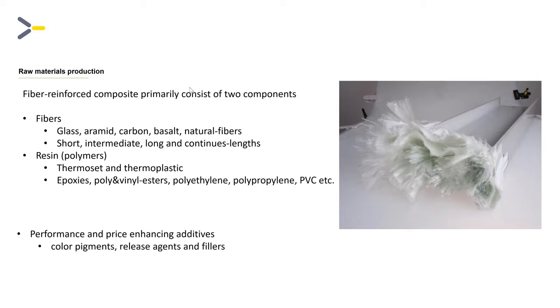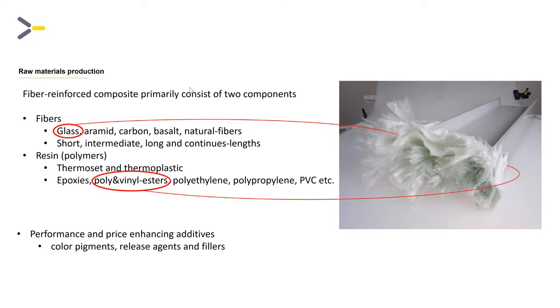Next to the fibers and resins, what also goes into the profiles are price reducing additives and performance increasing additives. And here we are talking about color pigmentations, release agents, fillers, fire retardants, and so on. You see on the right an image of a pultruded profile where you can see the glass fibers and fabrics, but you can also see how the soft fibers, with the addition of the resin, turn into a solid profile.